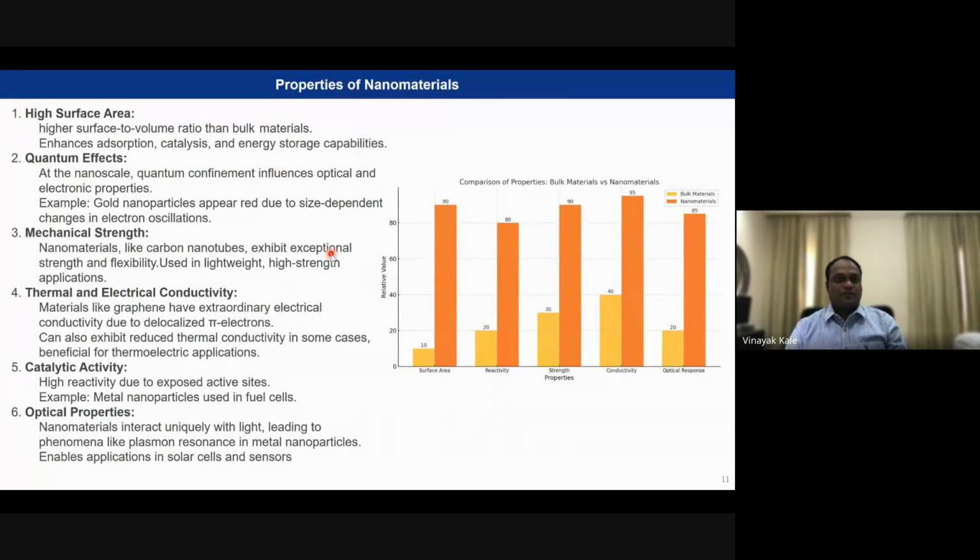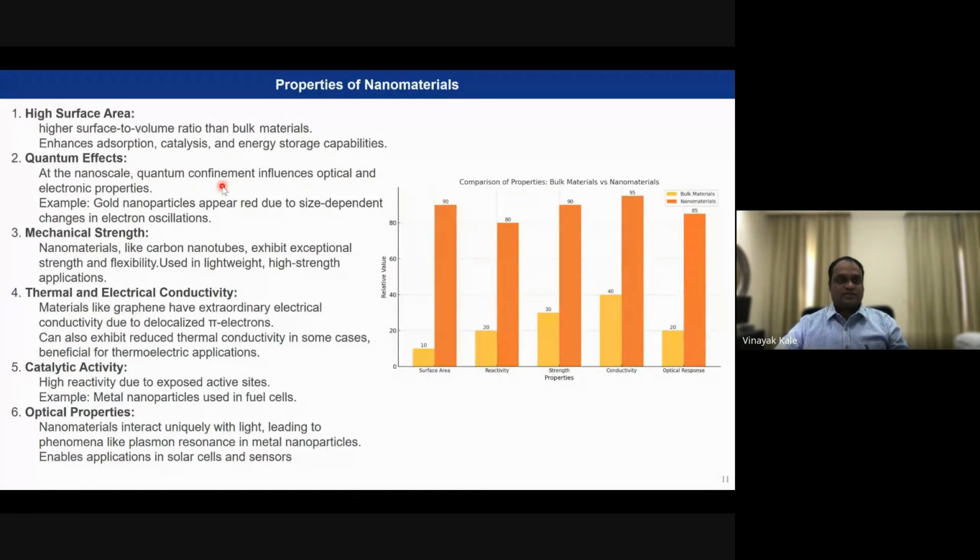The properties of nanomaterials vary from the bulk materials, as I explained. First, high surface area: a higher surface to volume ratio than bulk materials. This enhances absorption, catalysis, and energy storage capabilities of nanomaterials. Second is the quantum effects. At the nanoscale, quantum confinement influences optical and electronic properties of the materials. For example, gold nanoparticles appear red due to size-dependent changes in electron oscillation.